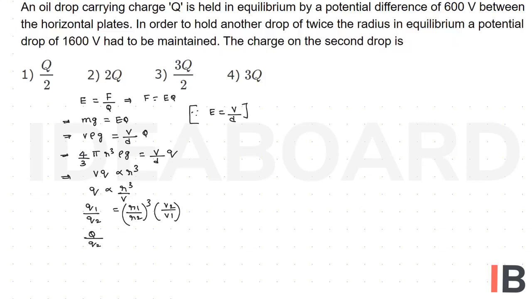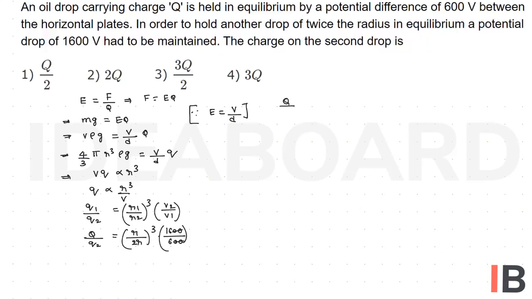Now we have to find the Q2. Initial radius is R, the final radius is the doubled, 2R, whole cube into V2 by V1. So V2 value is 1600 volt, whereas the V1 value is 600 volt. Taking the simplification, these two get cancelled.